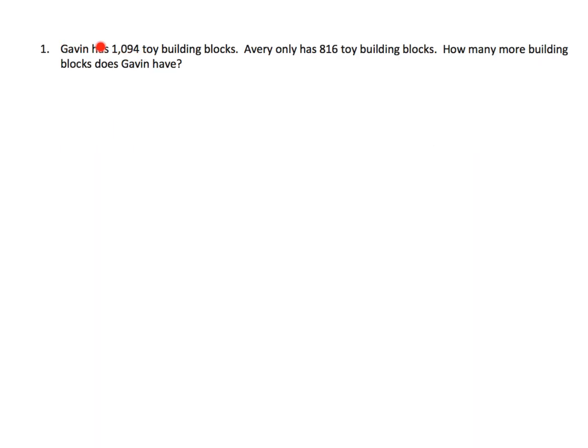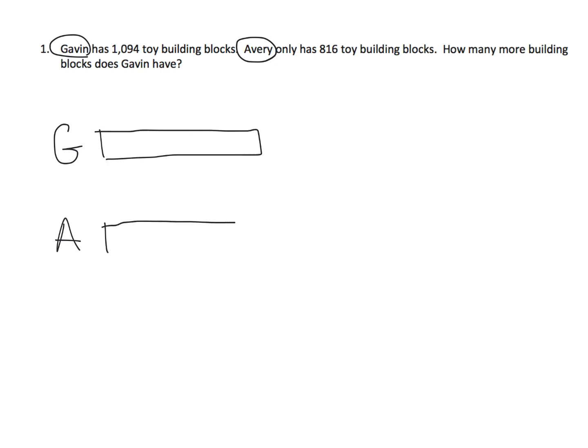So it says Gavin has 1,094 toy building blocks. Avery only has 816 toy building blocks only. What the heck? Anyway, how many more building blocks does Gavin have? So the first thing I notice is we have two characters in this word problem, Gavin and Avery. So I'm going to draw Gavin and Avery, and I'm going to draw both of their tape diagrams identical. I know that ultimately they're going to be different sizes, but I generally start off in these two character problems with the same sized tape diagram.